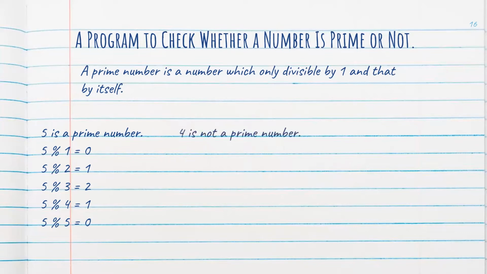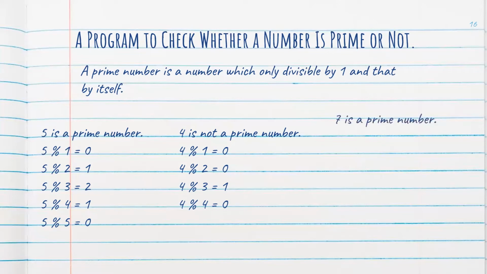Similarly, 4 is not a prime number because when 4 is divided by 1, the remainder is 0. Similarly, when it is divided by 2, the remainder is 0. When it is divided by 3, the remainder is 1. And when it is divided by 4, the remainder is 0. So in the case of 4, the remainder is 0 three times. So it is not a prime number.